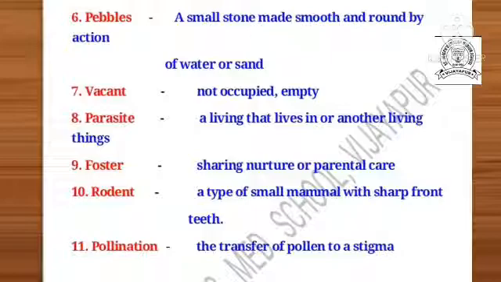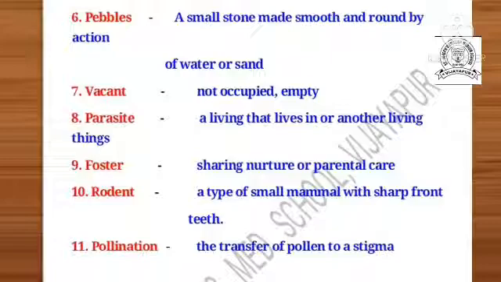Now the next word, it is parasite. Parasite means what? A living thing that lives in or on another living thing. It is called a parasite. For example, which bird is a parasite? Cuckoo and koel. These are called parasites. Why? Because they never build their own nest. They lay their eggs in a crow's or raven's nest. That's why these birds are called parasites.